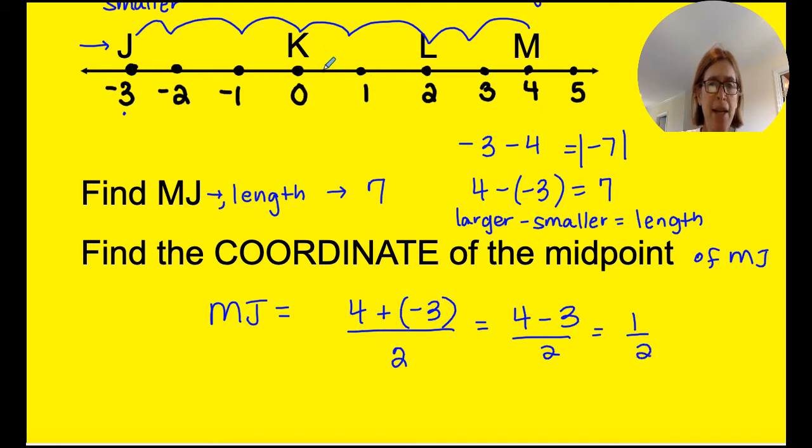So let's think about that. Here is 1/2. So here's a half, and then 1, 2, 3 over to M. And then here's a half, and then 1, 2, 3 over to J. So 1/2 is the coordinate of the midpoint. I showed you visually and I showed you mathematically. Now let's look at it without the visual.